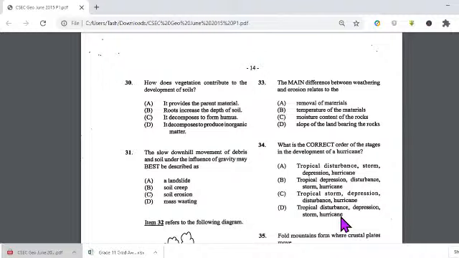31. The slow downhill movement of debris under the influence of gravity may best be described as. So once you see slow movement, just picture a baby that's creeping super slow, and you will remember soil creep. So landslide is fast, soil erosion is a general thing, and mass wasting is also a general thing. So we are going to choose letter B for number 31. That's our answer.